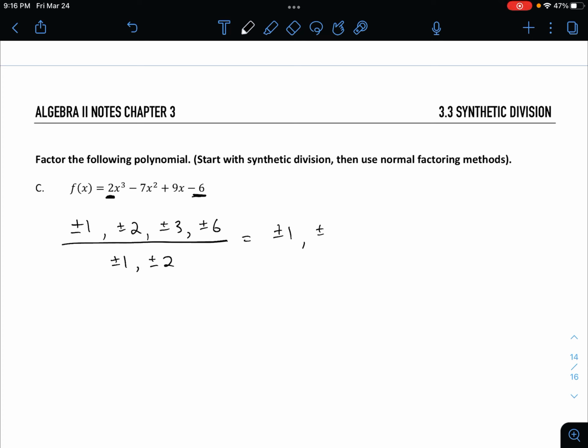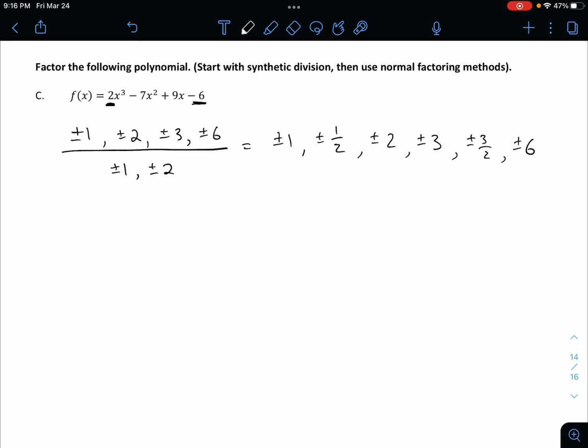We could have plus or minus 1, plus or minus 1/2, plus or minus 2, plus or minus 3, plus or minus 3/2, and plus or minus 6. Those are all the possible rational roots. So we're just going to go through this process and start testing them out.